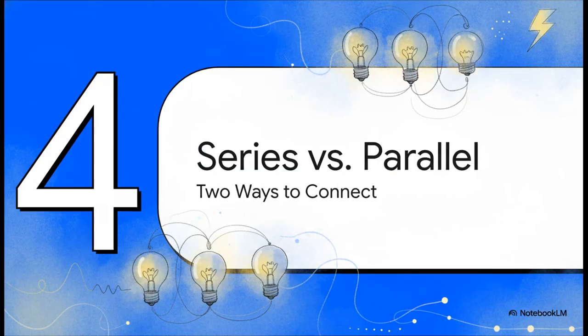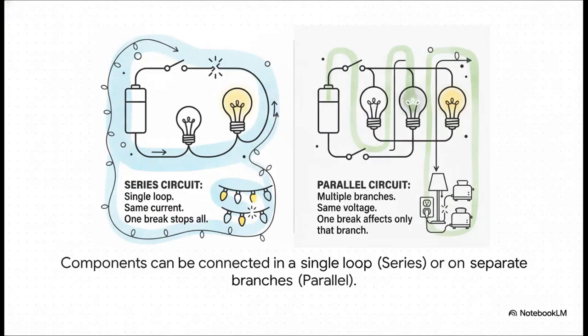All right, so now that we have the main rule that governs everything, we can start looking at how circuits are actually put together. And it turns out there are really only two basic ways to connect things, and your choice makes a huge difference in how the whole thing behaves. So, on one hand, you've got what's called a series circuit. That's where everything is connected one after another in a single loop. And on the other hand, you've got a parallel circuit, which gives the current multiple separate branches to flow through. And believe me, the difference between these two is massive.